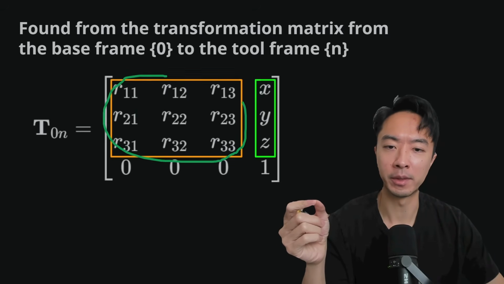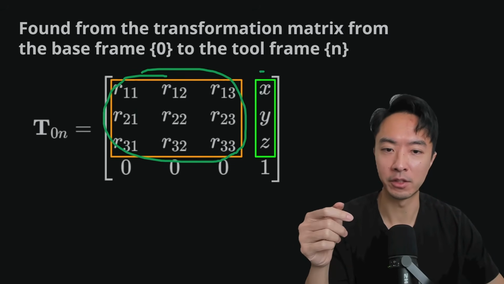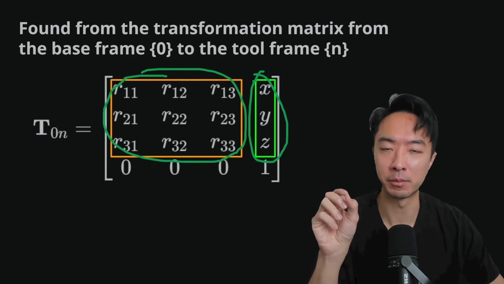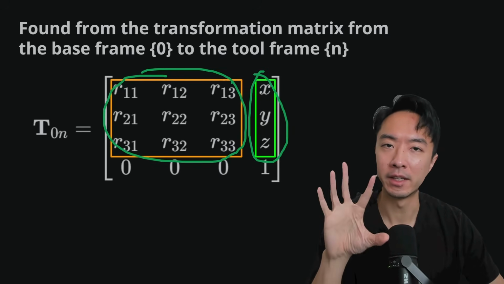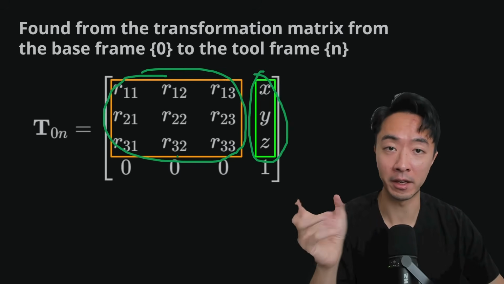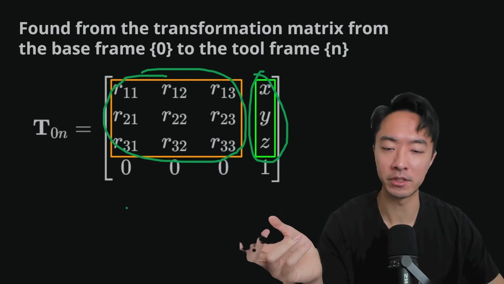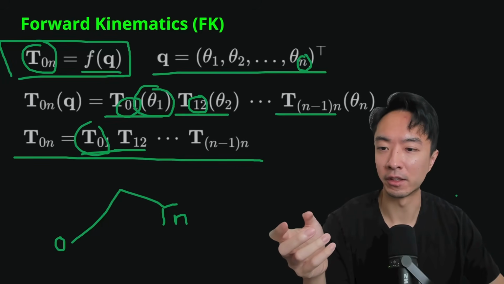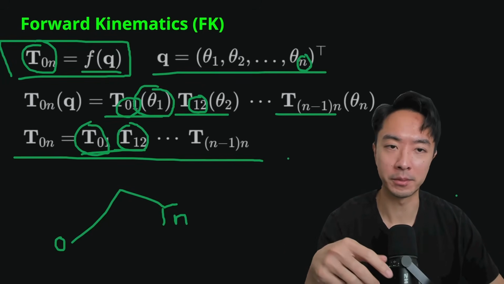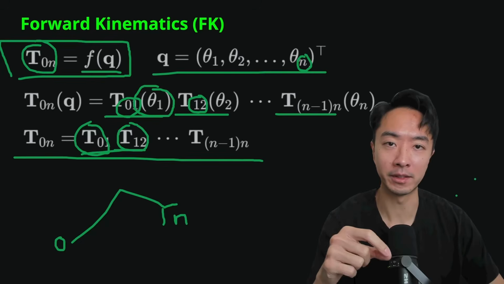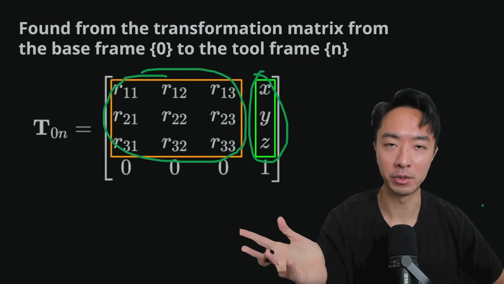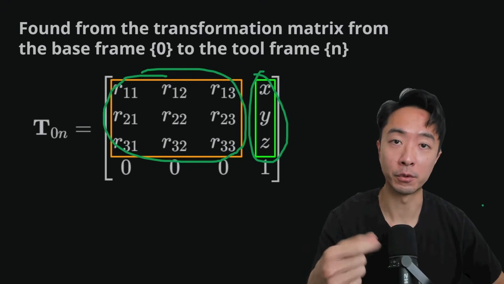When you multiply it out, you could write it in symbolic form where the middle part is a 3x3 rotation matrix, and then right here is your position vector that describes your base frame to your tool frame. So in this transformation, you're getting the orientation and position information. Each of the intermediate transforms is derived from the DH parameters, which we talked about previously. Then you just multiply out all the transforms and you have your forward kinematics.